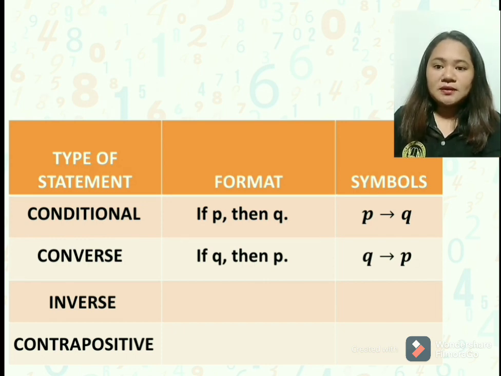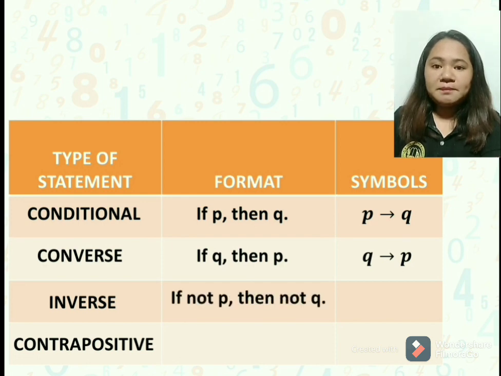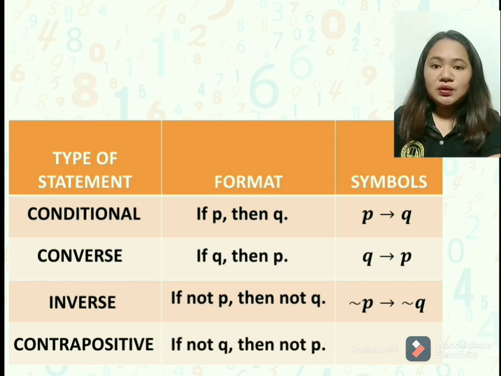For inverse statement, P and Q will remain on the same position, but we are going to negate them. The format is if not P, then not Q. In symbols, this is read as negation of P implies negation of Q. And for the contrapositive, the format is if not Q, then not P. In symbols, negation of Q implies negation of P.